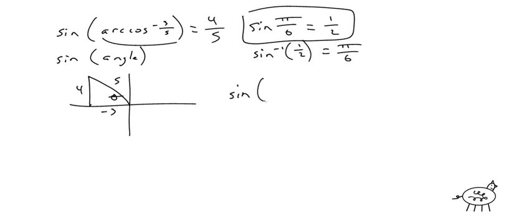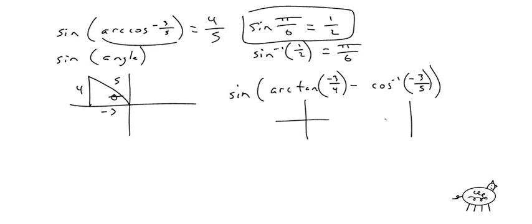But if I said sine of the arc tangent of negative 3/4 minus inverse cosine of negative, I don't know, 3/5. I'm going to have to draw a picture for each one of these. I'm not going to do this whole problem, but you just have to know your tangent is going to go down here. It's y over x, so it's negative 3/4. And then, of course, that's 3, 4, 5.